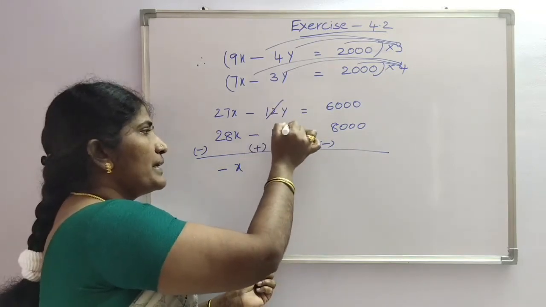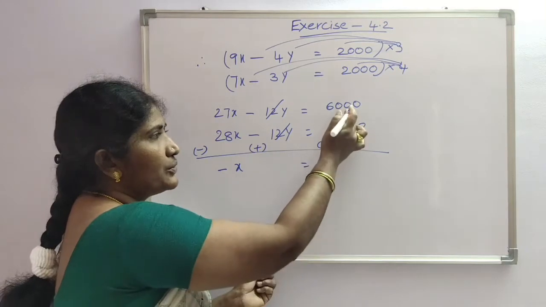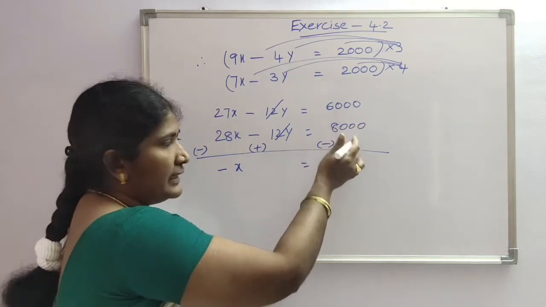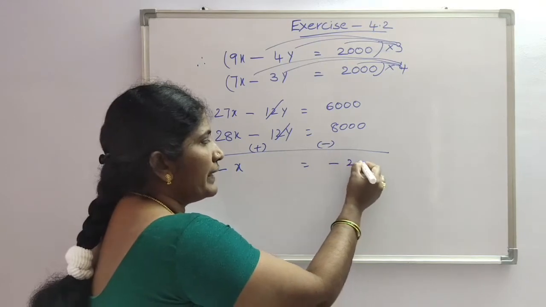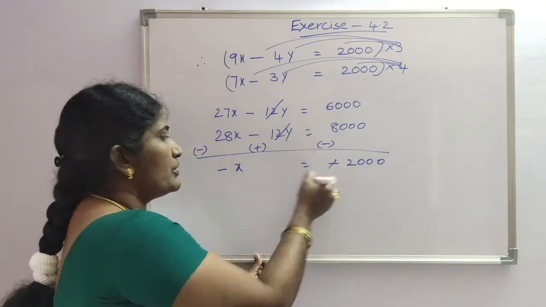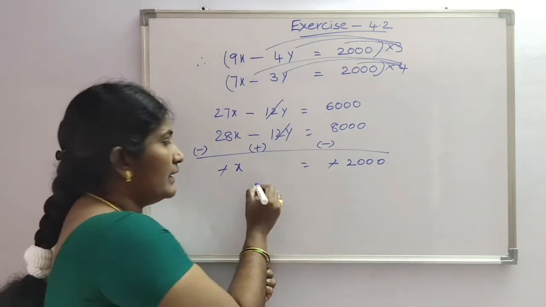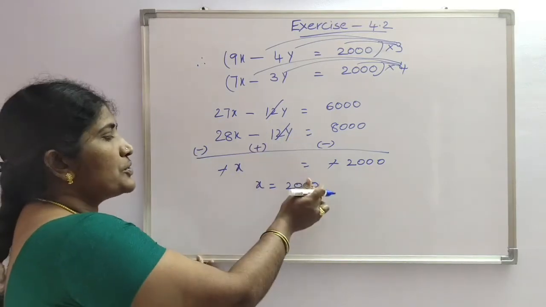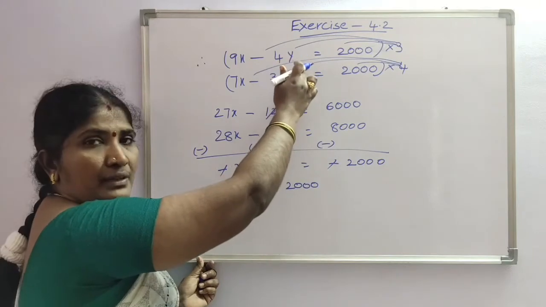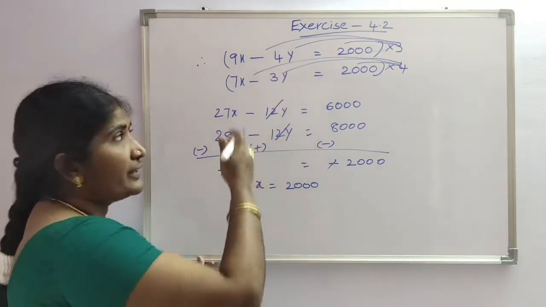Now minus 12y plus 12y get cancelled, is equal to 6000 minus 8000. A small number minus a big number, you are subtracting, so the answer becomes minus negative. Both sides, minus minus get cancelled. We got x is equal to 2000. Next, substitute the x value in any one of the above equations to find the y value.